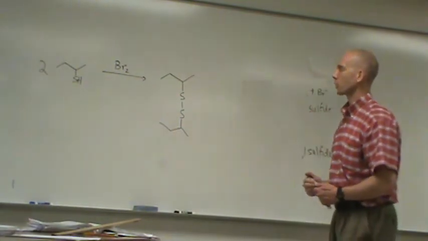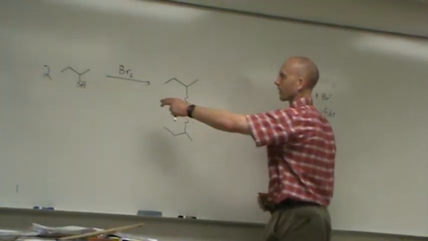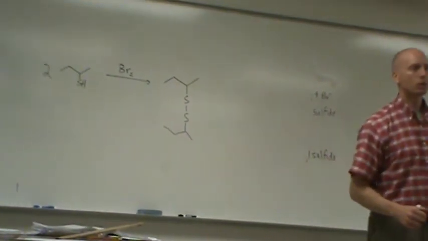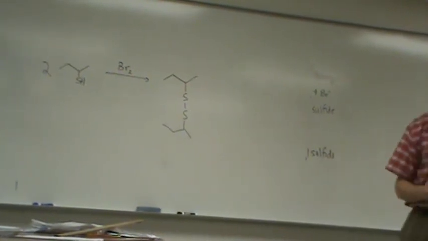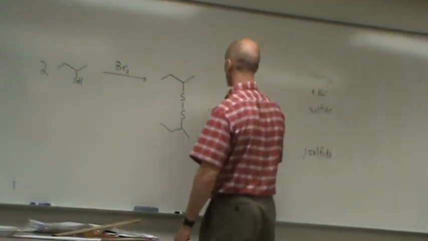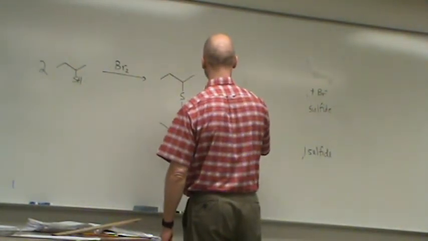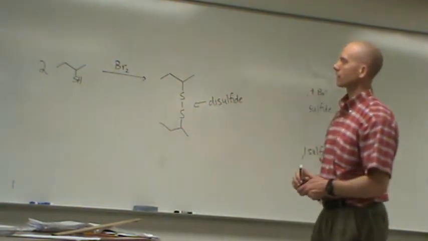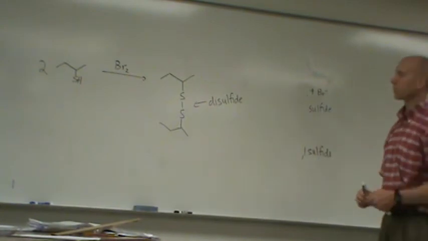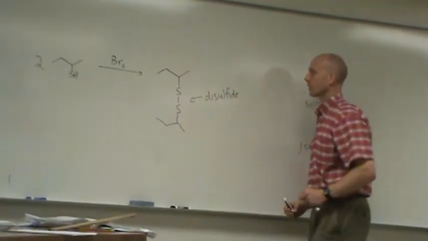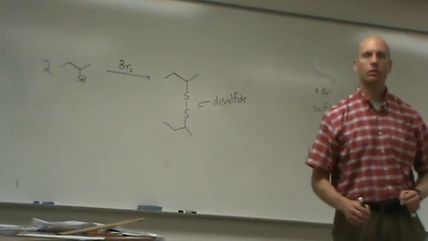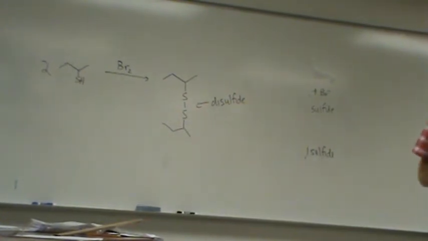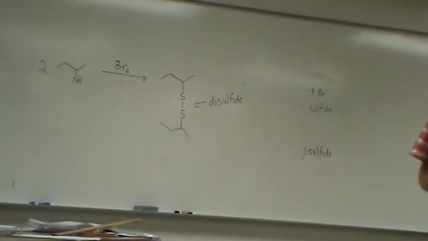The two molecules join together at their sulfurs. So you get two sulfurs bonding together. This is what's called a disulfide. So the purpose of the bromine is to join the two sulfurs together. So you get an unpredicted reaction. I bet you didn't predict that, did you?